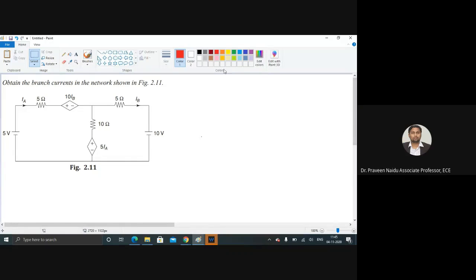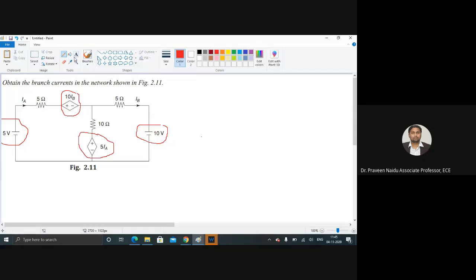Okay, good. So the question asking here is you have to find the currents in a given network. This network circuit is a combination of independent voltage sources and dependent voltage sources. We have 5 volts as an independent voltage source and 10 volts as an independent voltage source, and we have two rhombus shape symbols. Rhombus shape means we say dependent source. So this 10 into IB, we have a plus minus symbol inside the rhombus.